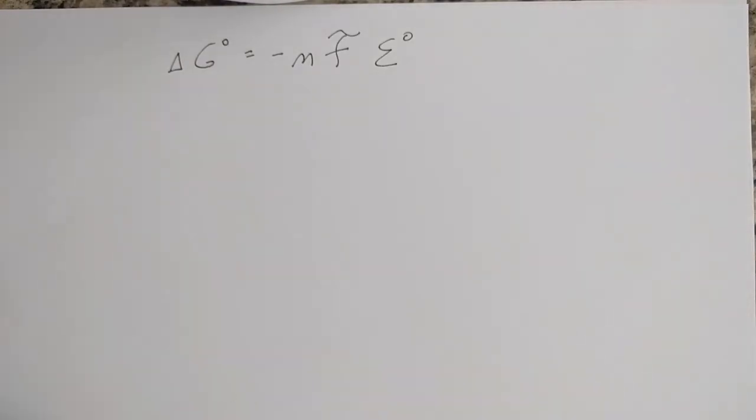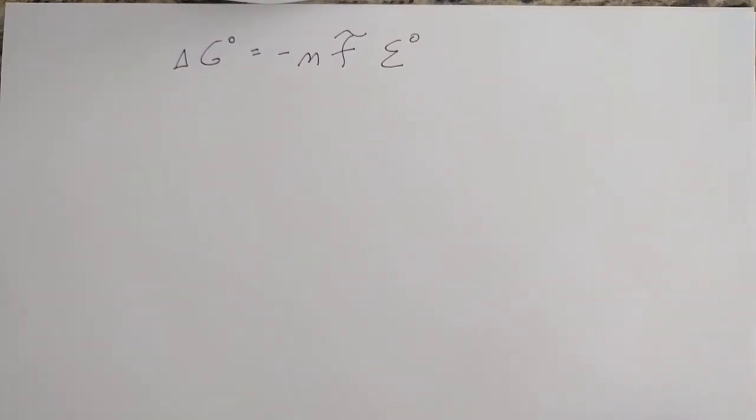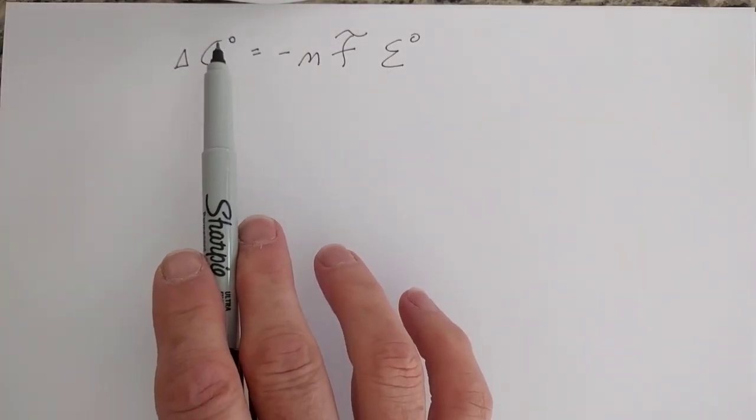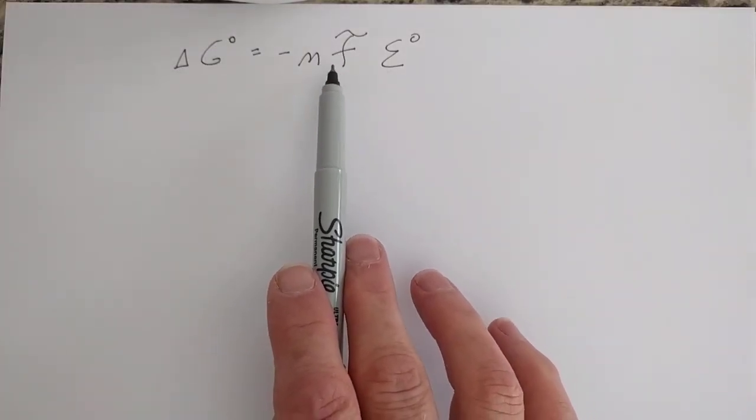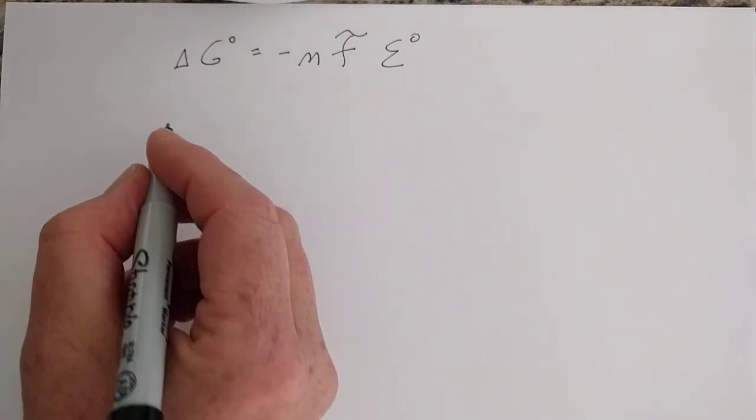Okay. Now, our reaction happens. It's spontaneous. So our delta G for our cell is going to be a negative value if the cell is operating. And here is our equation. Delta G0 equals minus NF E0.